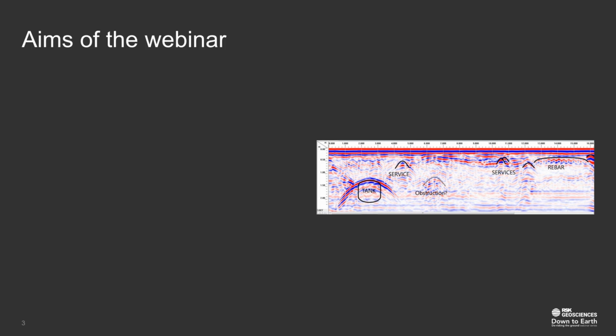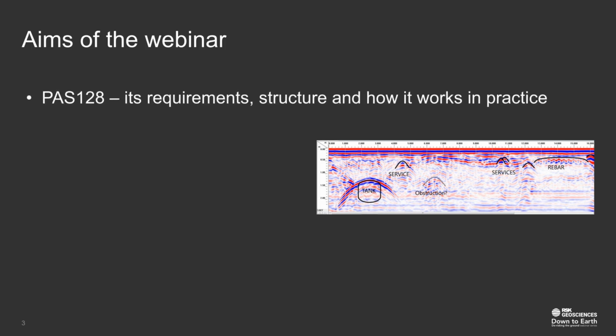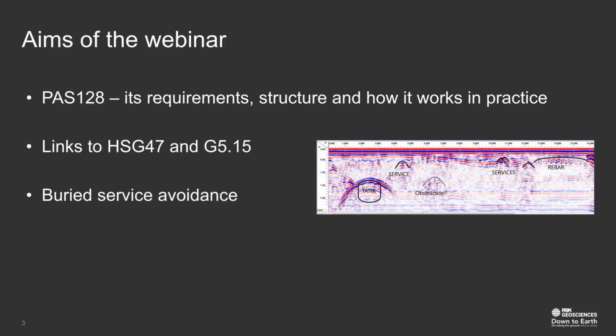Let's get started. So the aims today are to discuss PAS 128 and more specifically what that requires and how, for example, it's implementable before, during and after site investigation. I will also talk about how PAS 128 links into both HSG47 and G5.15 and the importance of that safety aspect in our work. And then finally, I'll discuss how this is relevant for buried service avoidance and more specifically service avoidance surveying that we would do, for example, prior to breaking ground for site investigation.